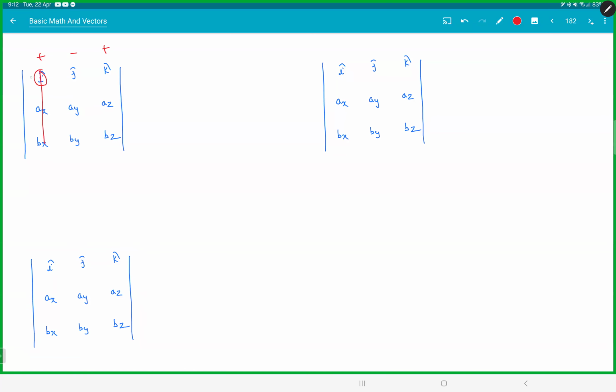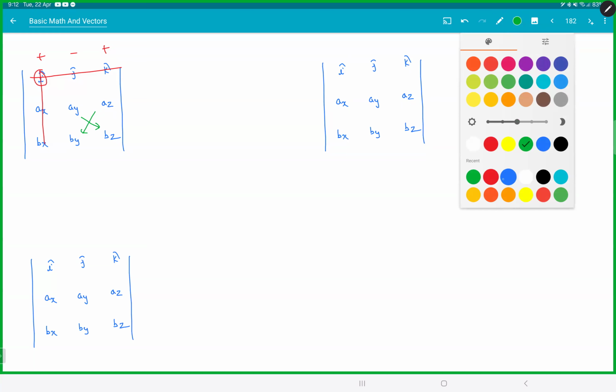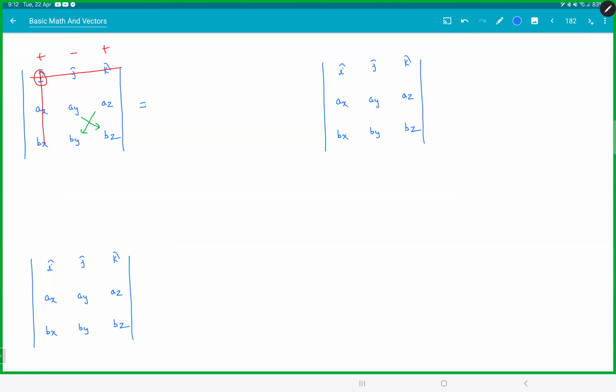So cut off this line and cut off this row and this column. And you're left with what? You're left with only a 2 into 2 determinant. So you're left with this guy: AY into BZ and AZ into BY. So this is how you're supposed to write. So this guy is equal to, since you're cutting off I cap, whatever term you have taken, that into this 2 into 2 determinant. That would be AY into BZ minus AZ into BY.